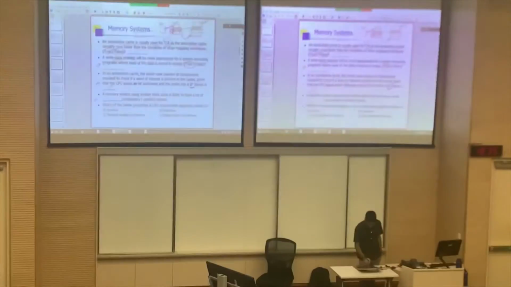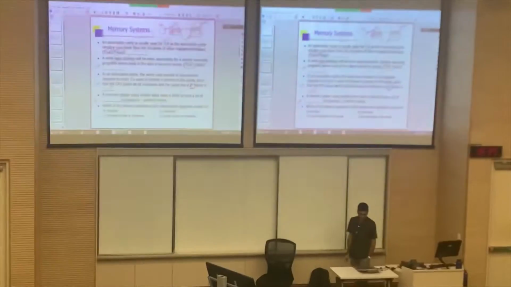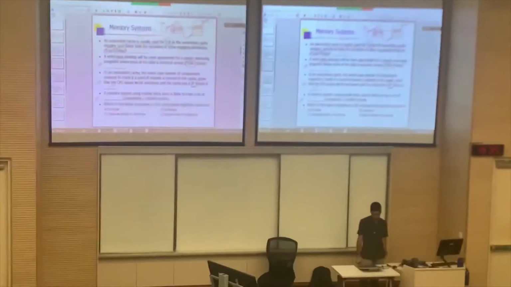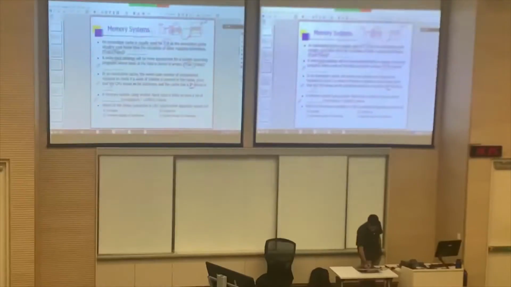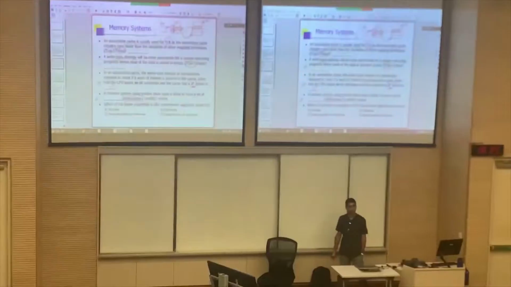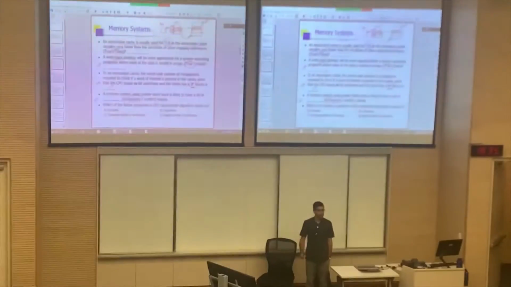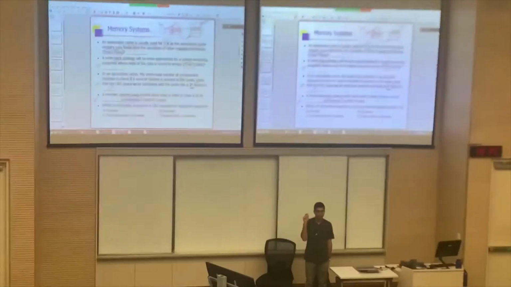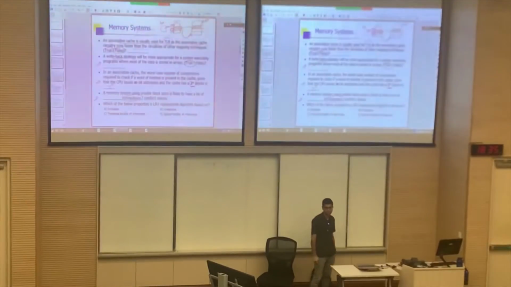Now next, a memory system using smaller block sizes is very likely to have a lot of which kind of misses? Compulsory misses. What is a compulsory miss? A miss that is encountered when a particular word is requested for the first time, or a particular block is requested for the first time.